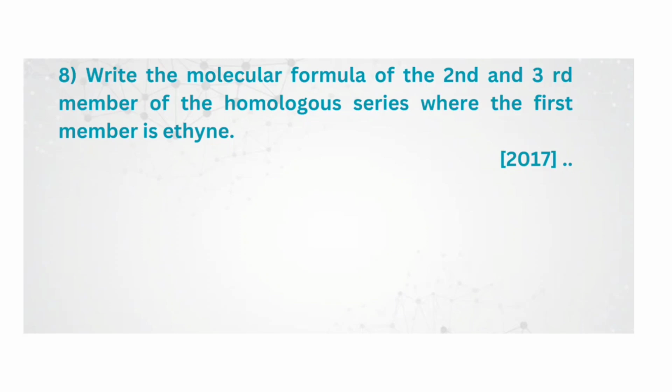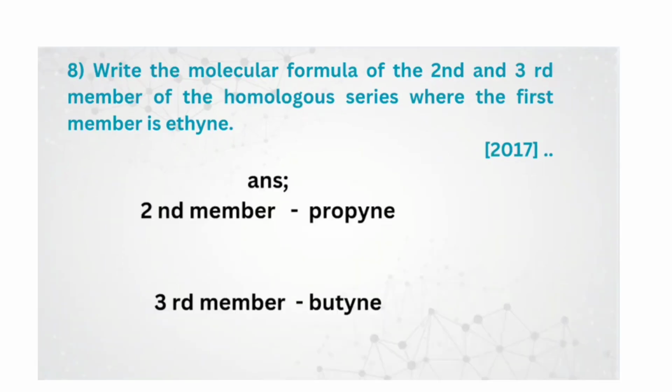8th question. Write the molecular formula of the second and third member of the homologous series where the first member is ethyl. The first member is given, and you have to find out the second and third member. In that case, the second member is propyl, which contains 3 carbon atoms. In that case, the molecular formula is C3H4. The third member is butyl, which contains 4 carbon atoms. So the molecular formula is C4H6.